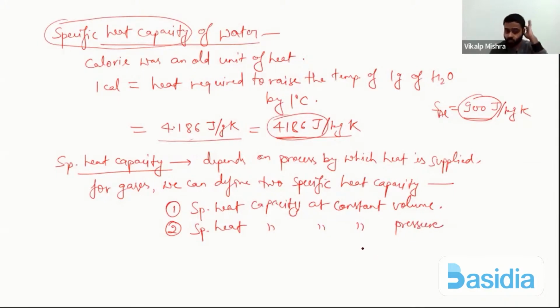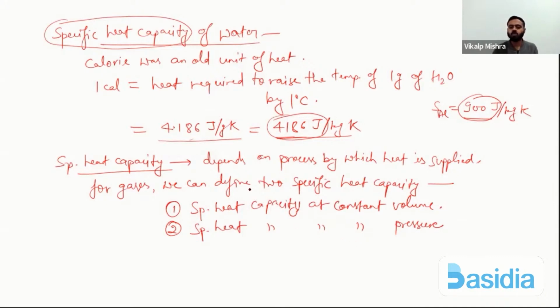As I told you, specific heat capacity is dependent on the nature of the substance and on the process also, like by which process we are giving heat to the substance. If we change the process, then specific heat capacity will also change. For gases, we can heat a gas by several processes, like by keeping pressure constant or by keeping volume constant. So for different processes, specific heat will be different.